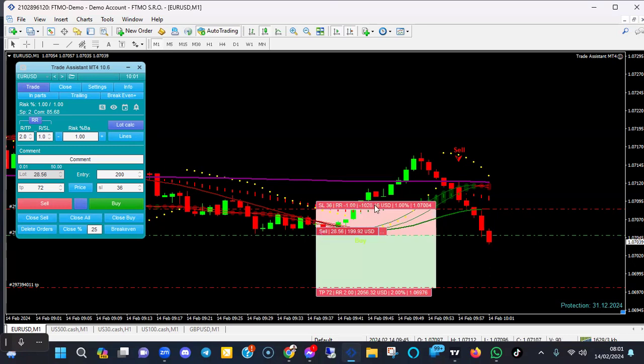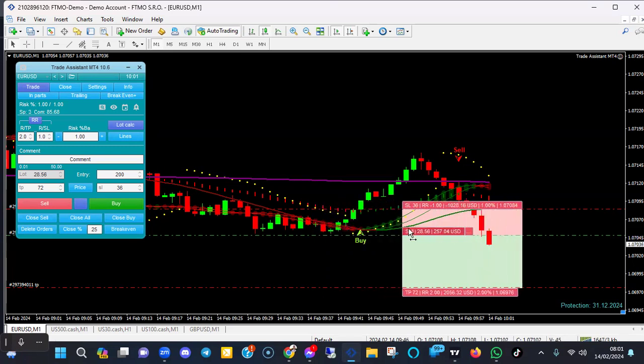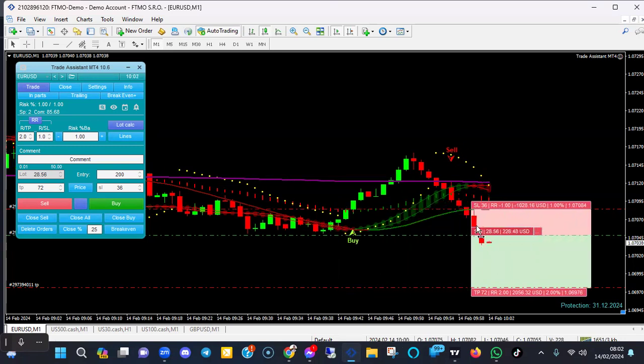Put this on. This is our guide. This is not where I took the price. I can shift this around anywhere. This is just a guide of where we are at the minute.